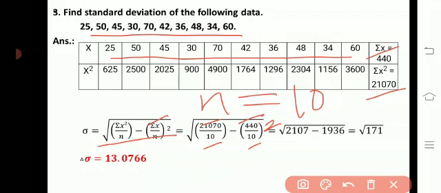If you simplify this, 21,070 divided by 10 gives 2,107, and (440 divided by 10) squared, that is 44 squared, gives 1936. So this is equal to the square root of 171. If you take the square root of 171, you will get sigma equal to 13.0766.